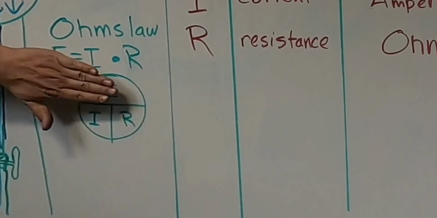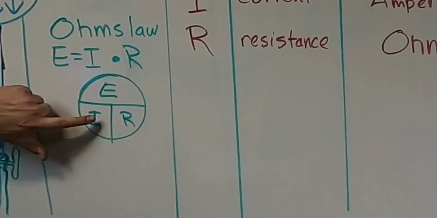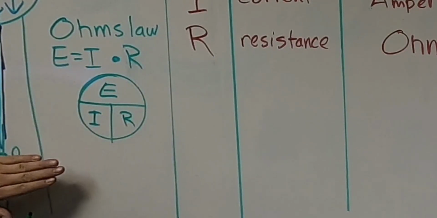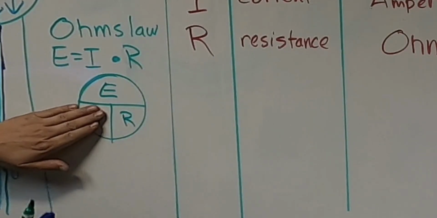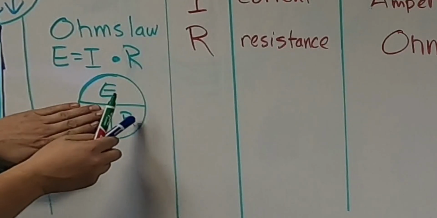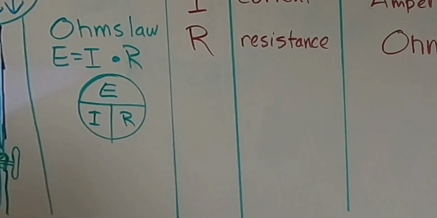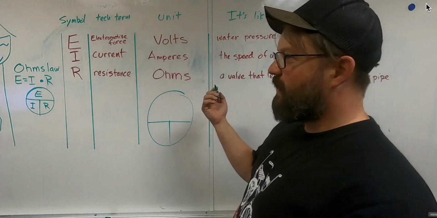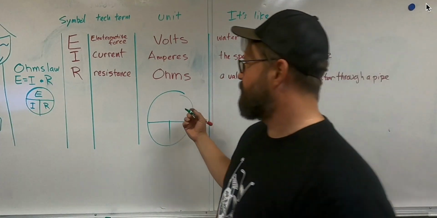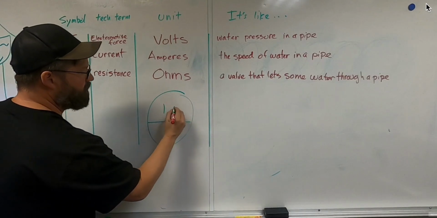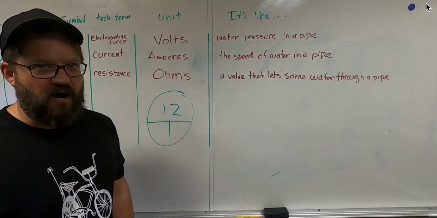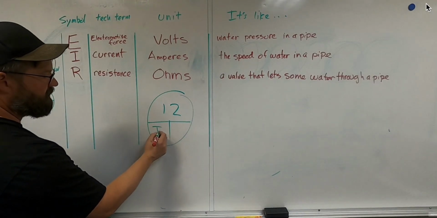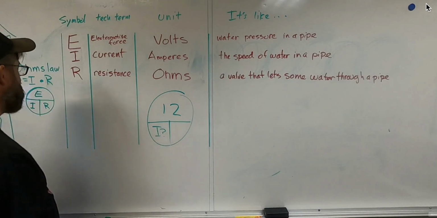If I cover up the E, I need to know that one. I can multiply current times resistance. If I need to know what my current is, I know I have to divide electromotive force by my resistance. Let's do one that's automotive based, since it's really easy math. I know that I'm working with a system that is 12 volts, probably. Let's have a really old car or a Volkswagen or something. So I need to know this one. I'm question mark on that one.